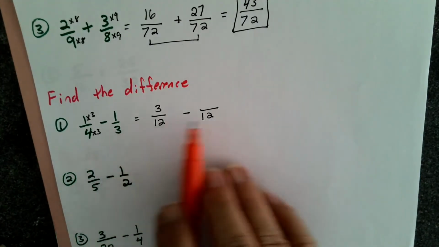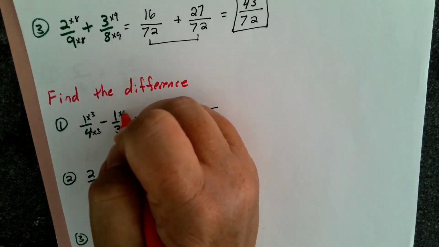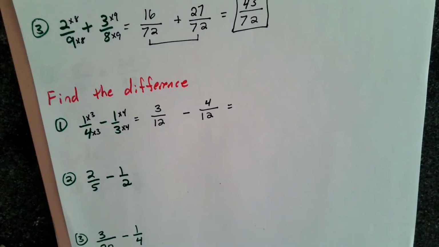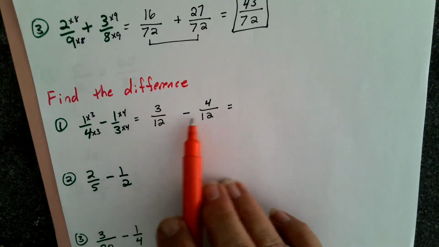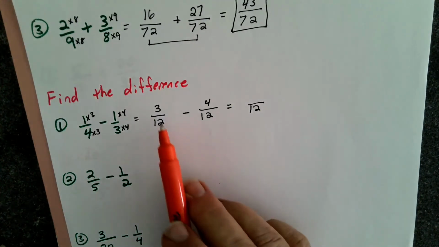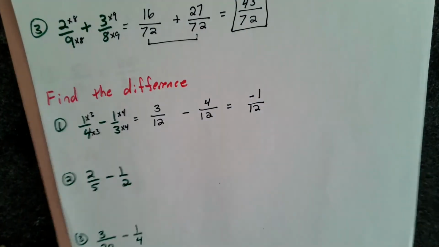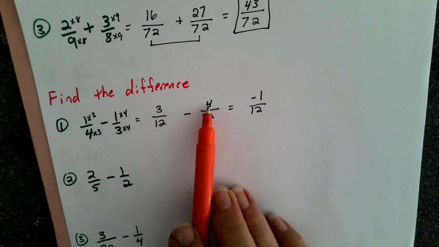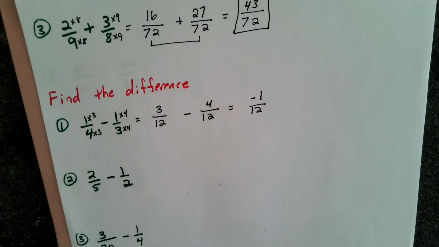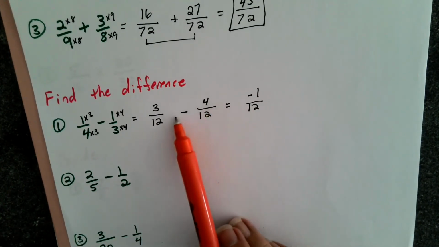And then to get from 3 to 12, I multiply by 4. So again, times 4, times 4. 1 times 4 is 4, so this is going to be 4. And then I have 3 twelfths minus 4 twelfths. So I know it's going to be 12. I carry that denominator. And 3 take away 4 is negative 1. Remember, we did that a few lessons back. If it's difference, you take the difference of the numbers. The difference of 3 and 4 is 1, and take the sign of the larger number, being 4, and it's negative.